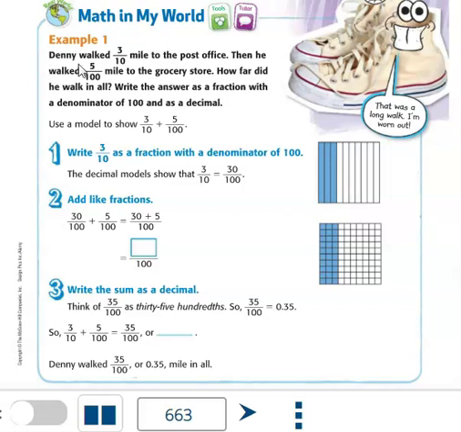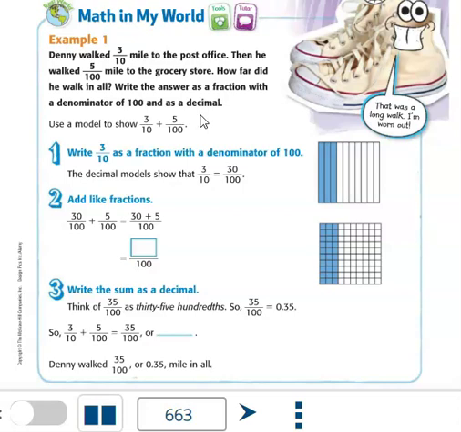Okay, so Denny walked 3/10 of a mile to the post office. Then he walked 5/100 of a mile to the grocery store. How far did he walk in all? Write the answer as a fraction with a denominator of 100 and as a decimal.